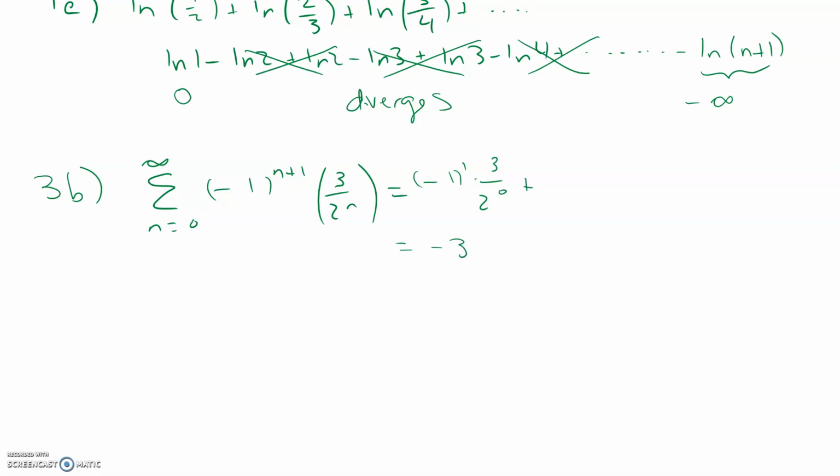The next term, we plug in 1 into this, and we're going to get -1 squared times 3 over 2 to the first. -1 squared just becomes 1, so we get 3/2. We could keep doing this, and we are going to see a pattern emerge. And I'll do it one last time.